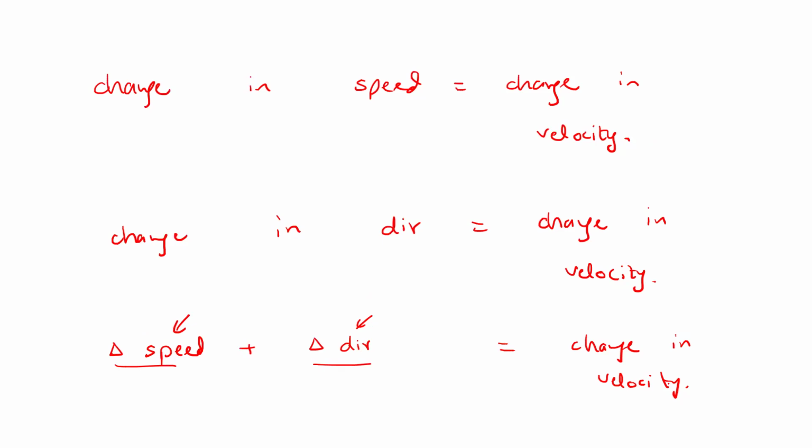Parisa, do you get this? It is not about both of them always having to change. Even if just one of them changes, we'll have a change in velocity, even if the other is not changing.